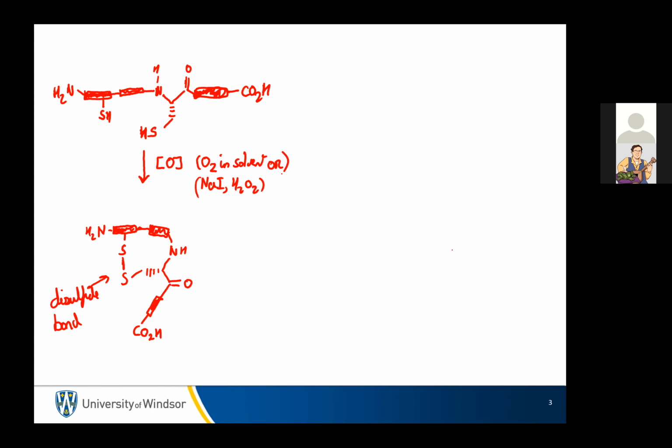Now, the problem with these, of course, is they're reversible. It's easy enough to cleave that disulfide bond as well and revert it back to two cysteines. And so it has limited utility if you're trying to make a very, very stable cyclic peptide. But if you're trying to imitate biology, biology makes its cyclic peptides through disulfide bonds. It's what it does.